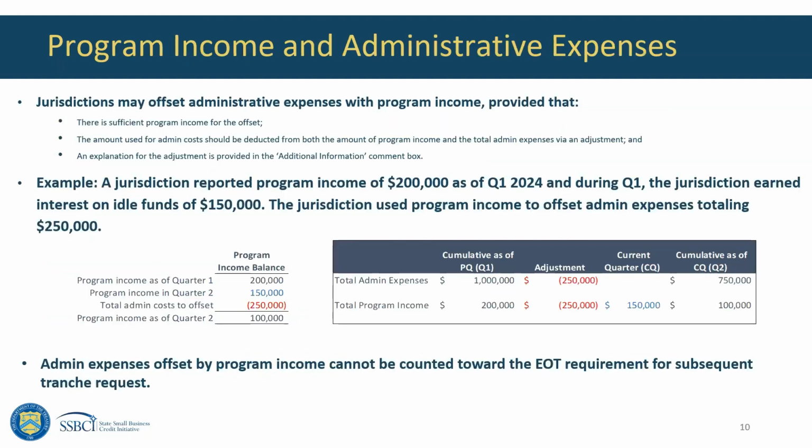Okay, we'll move on to the next slide on program income administrative expenses. Jurisdictions may offset administrative expenses with program income, provided that there's sufficient program income for the offset. Program income and administrative costs should both be reduced by the amount of the offset as shown on this slide. In this example, in the second quarter, jurisdiction A used $250,000 of program income to offset administrative costs. But $250,000 should be shown on both the program income line and the admin line on the quarter report and should not be netted against the Q2 program income.